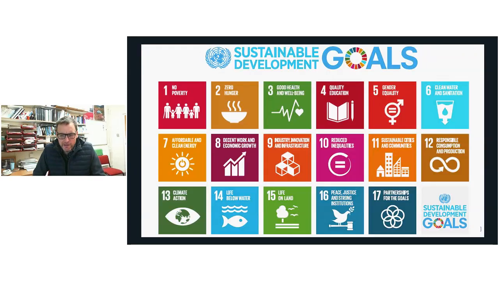So I flicked this diagram up earlier, but I thought it was worth coming back to. What these 17 little icons represent is the United Nations Sustainable Development Goals. These are part of the UN's drive, and I've got it here. If you don't mind, I'll just read this out just so I get it right.